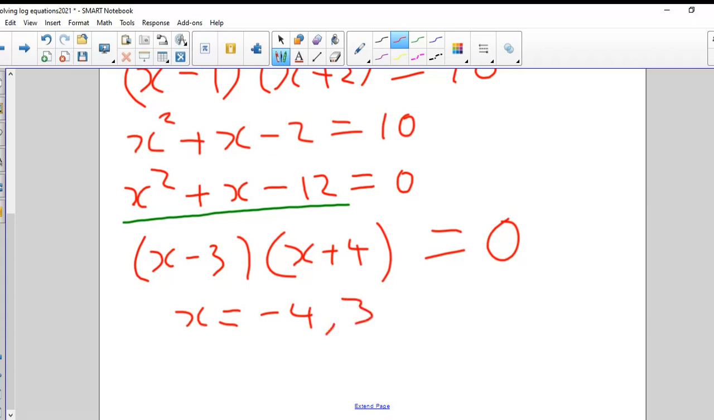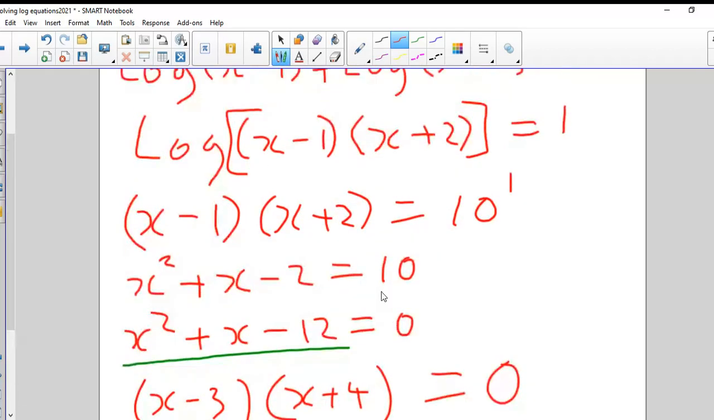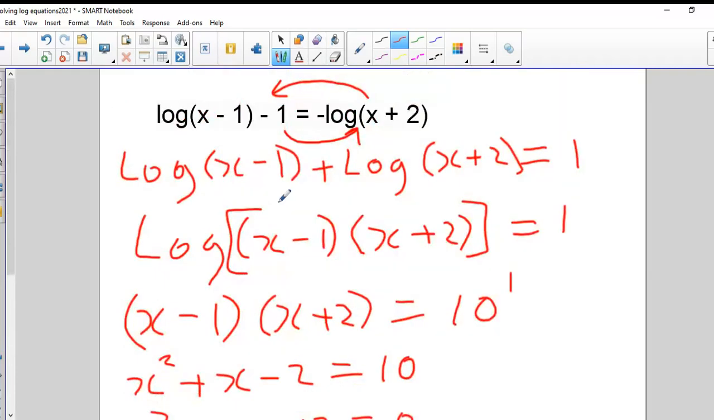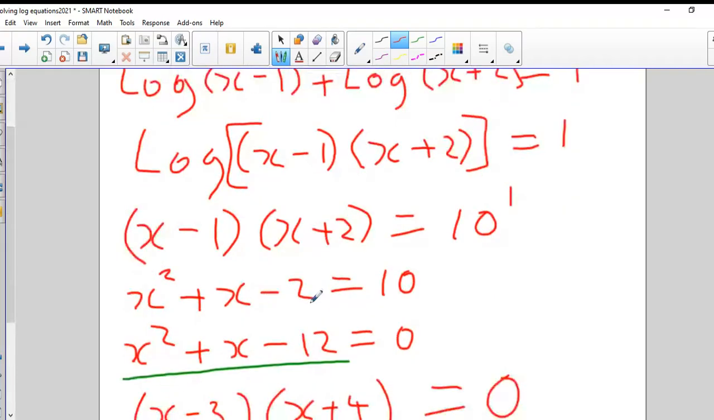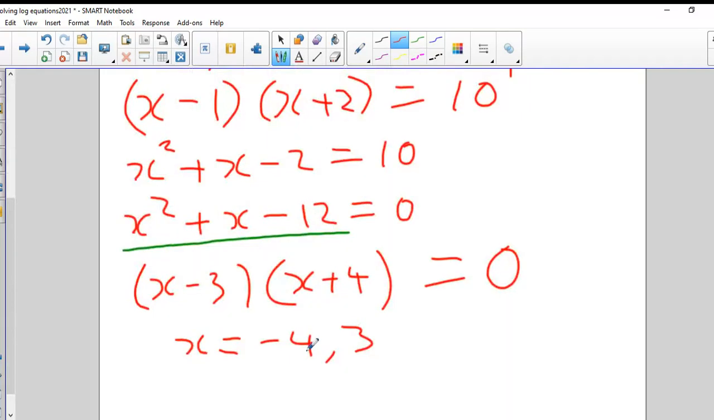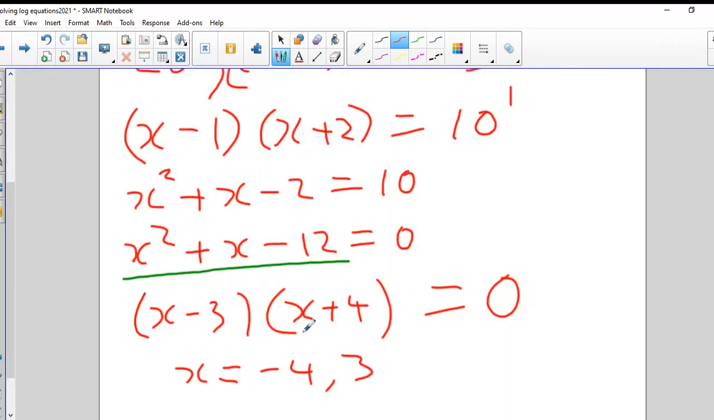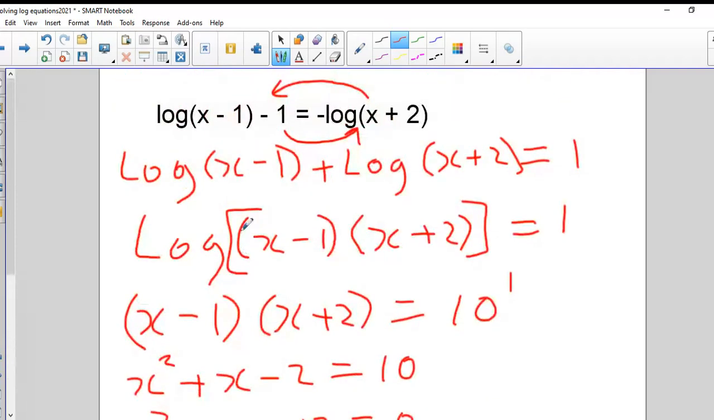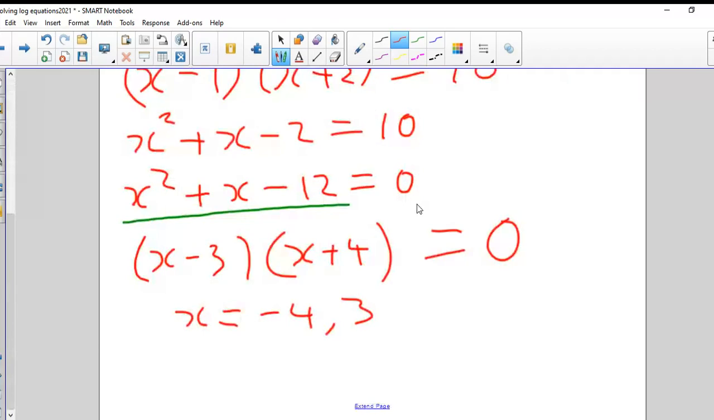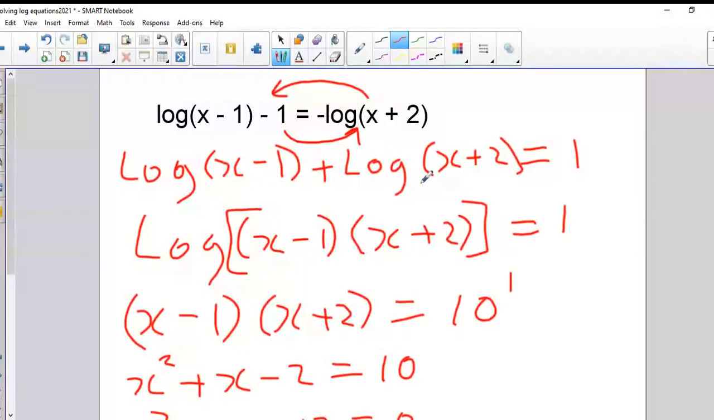Okay. Now the question is, we don't really have to look at all the restrictions, but let's just look back at this and see, would these numbers work? Does minus 4 work in the original equation? Let's go back and try minus 4 and see if that works. So I'd have the log of minus 4 minus 1. I'd be finding the log of minus 5. And then minus 4 plus 2, I'd be finding the log of minus 2, sorry. Does that make sense?